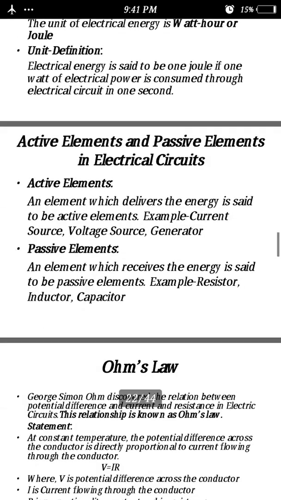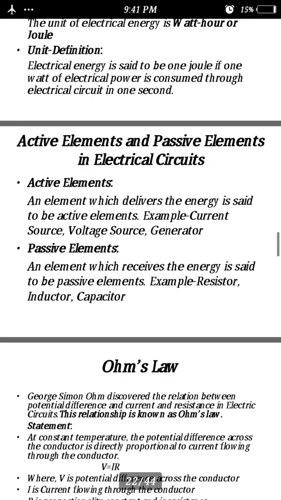Okay. Then active elements and passive elements in electrical circuits. In the previous section we discussed the basic elements which we use in circuits. But which all come under active elements and which components come under passive elements, we are going to discuss here. An element which delivers energy is said to be an active element. Example: the current source, voltage source and the generator.